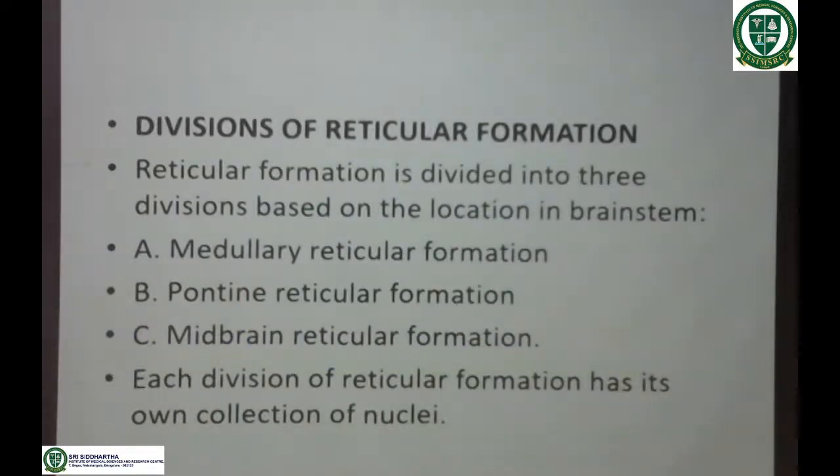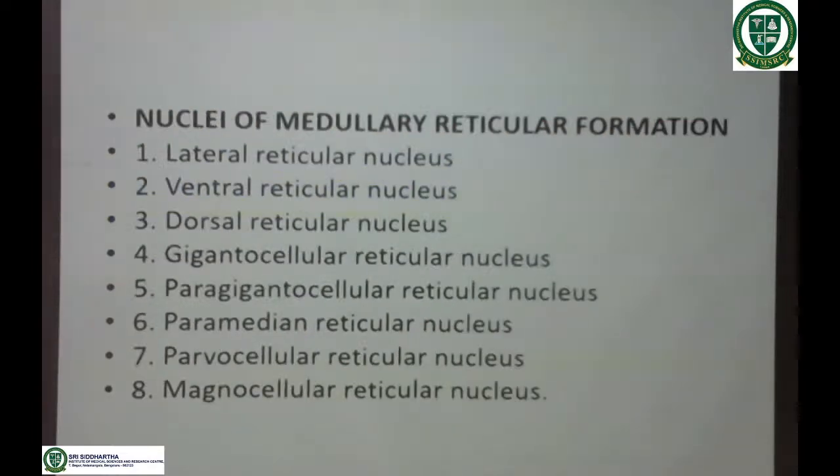Coming to the division of the reticular formation. This reticular formation is divided into 3 divisions based on the location in the brainstem. One is the medullary reticular formation because it is situated in the medulla, then the pontine reticular formation and the midbrain reticular formation. Each division of the reticular formation has its own collection of nuclei.